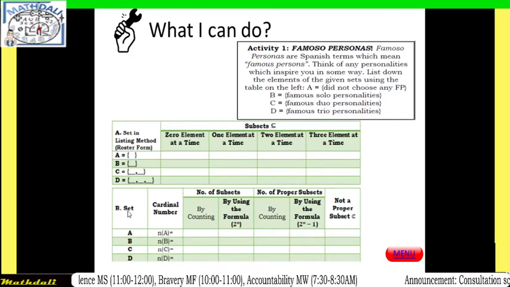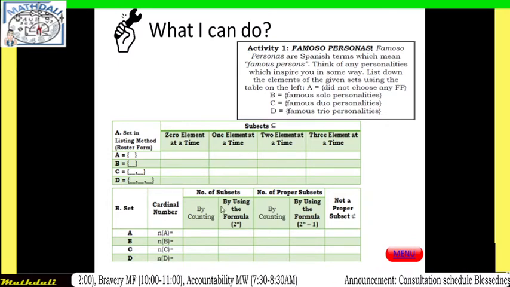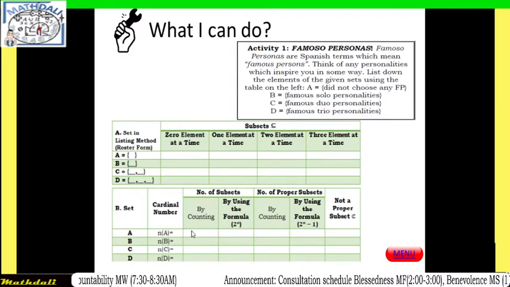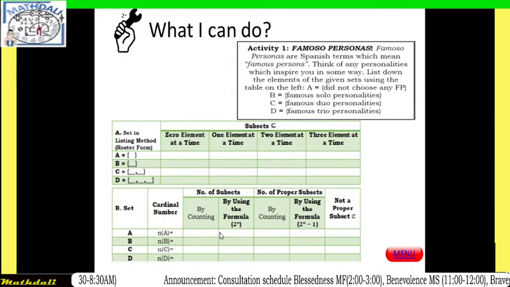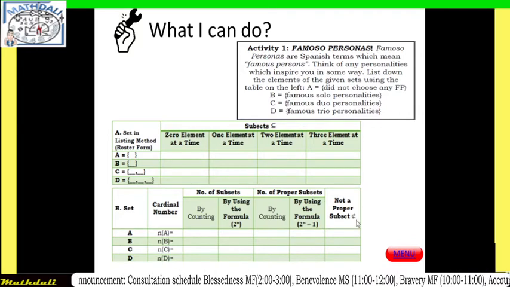Here, for set B, we're going to identify the number of subsets using this formula and even by counting. So we're going to list down all the elements. Then afterwards, you're going to determine how many subsets there are by counting. And next, this is for the proper subset.